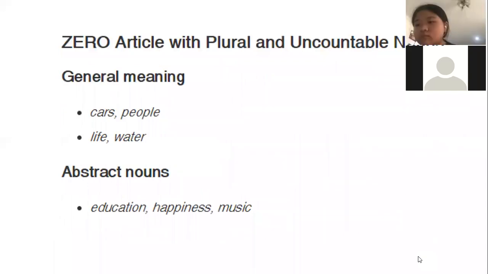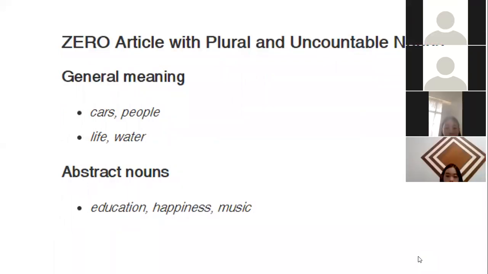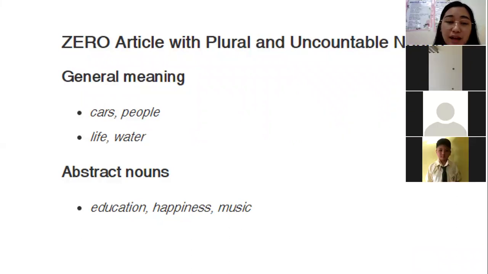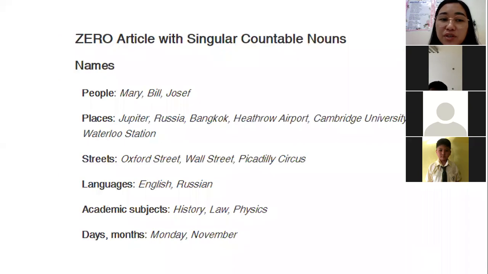All right? And we also have what we call zero articles. So again, for zero articles, you just have to remember, you don't need to use any article if you are referring to the general meaning of things, abstract nouns, or names of people, places, streets, languages, academic subjects, days, and months. But when I say "I took the English subject yesterday," why did I use an article?